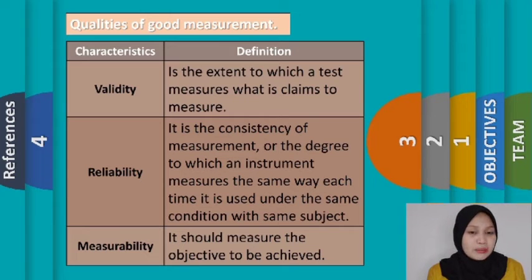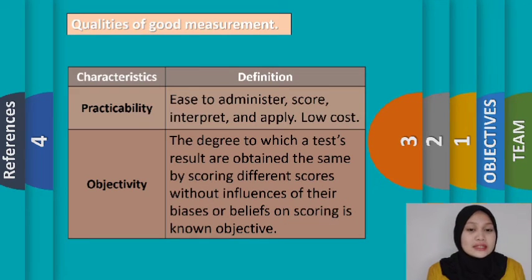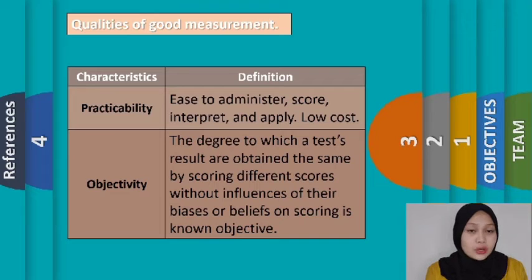Next one is the measurability. When we say measurability, it should measure the objective to be achieved, which means it should measure the objective that you need to get, or the objective of your assessment. Next one is the practicability. It must be easy to administer, score, interpret, and apply, and low cost. When you say practicability, it should be feasible and usable.